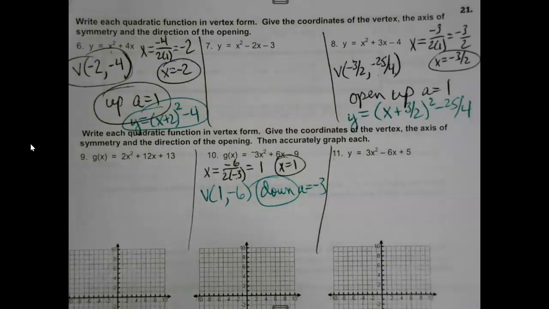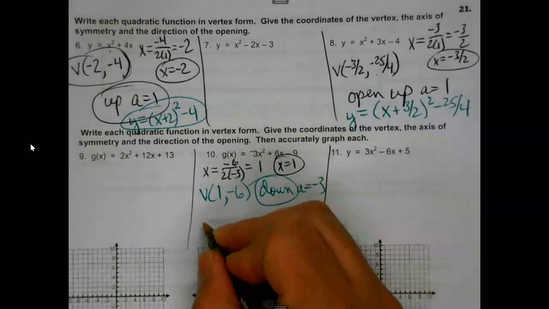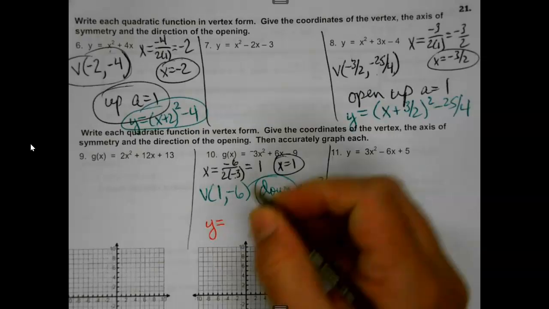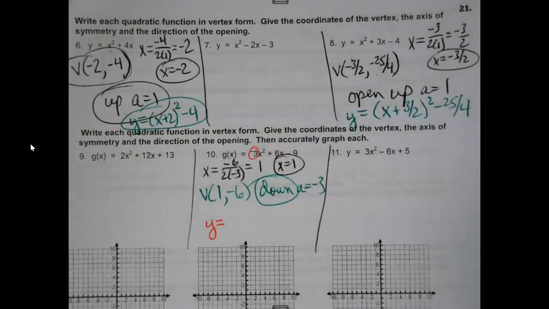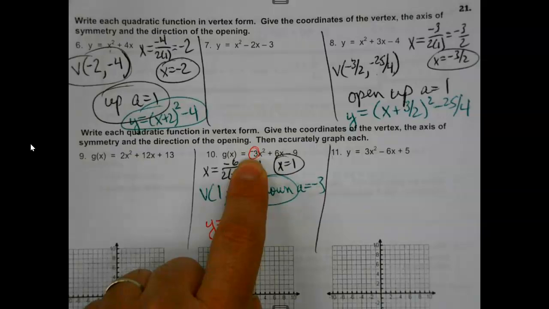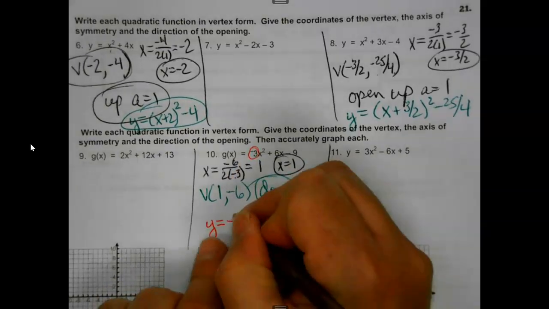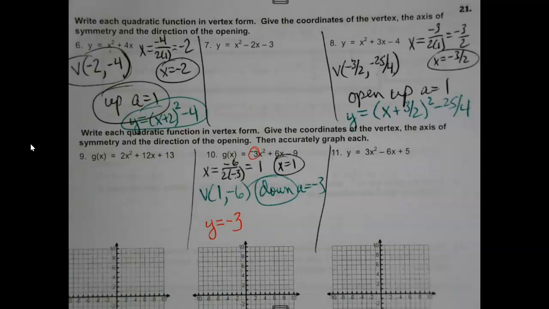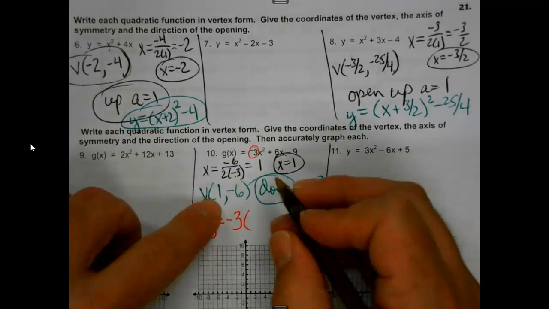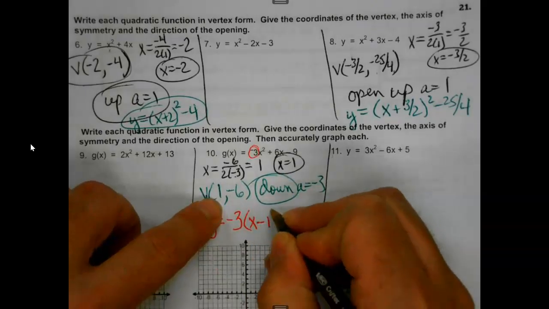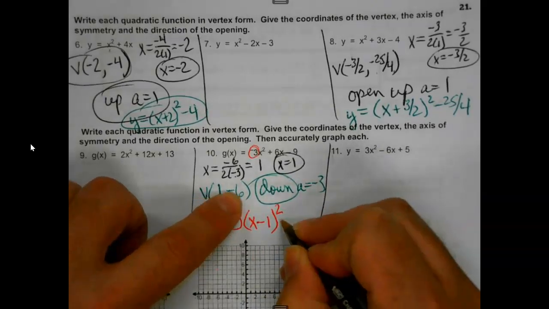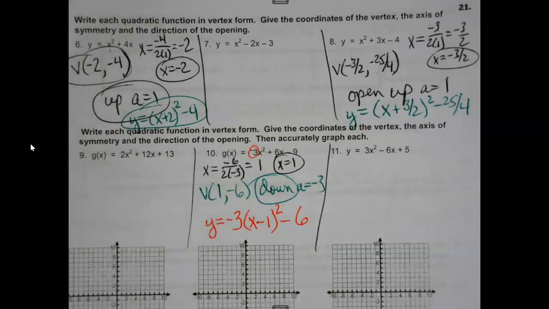Now, write it in vertex form. Okay. Y equals, this time, your a value is still the same. That's got to be included here. So negative 3 is still your a value. That will not change. And now use your vertex. X opposite of h squared plus k.